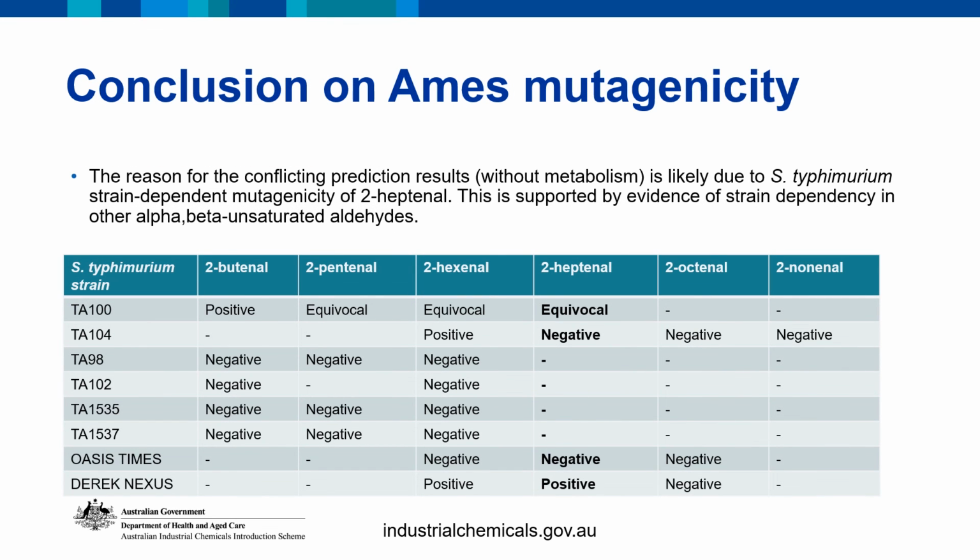Conclusion on Ames mutagenicity. Here we have summarized experimental data and QSAR predictions for alpha-beta unsaturated aldehydes. As you can see, the experimental data indicate that mutagenicity in the aldehydes is strain-dependent and mixed. Therefore, it's not surprising that the two QSAR models give conflicting results.